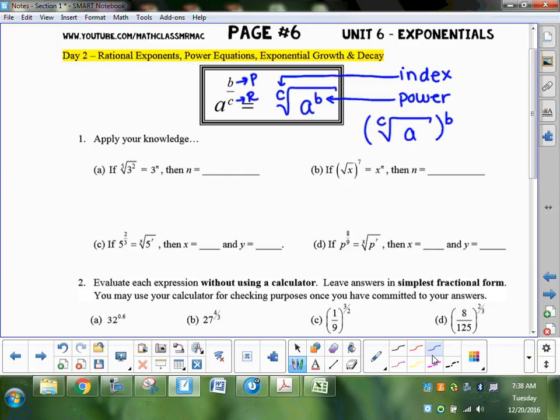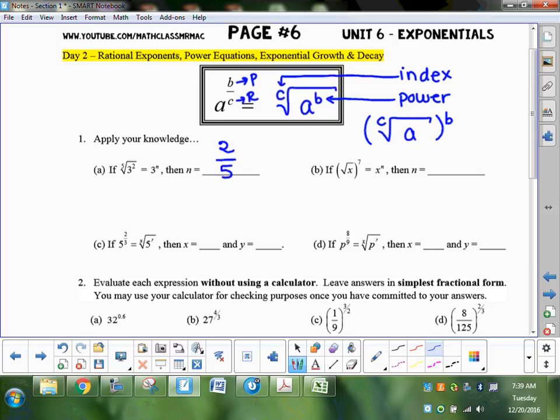Now, as we work our way through, hopefully this will go quickly. If this expression is equal to 3 to the n power, what's the value of n? Hands up, please, if you can tell me what n would be if that's what the radical notation is. What would the exponent notation be? Jonathan? Over what? 2 over 5.